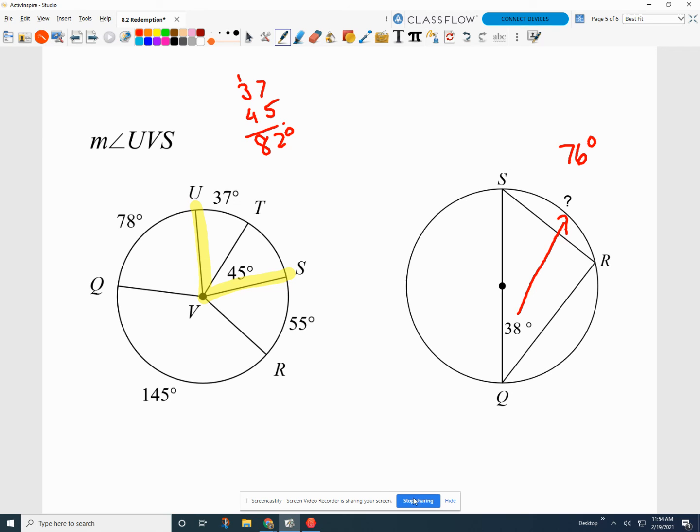Your assignment, I'm going to do the same thing. It's half and half. Half of them are central angles, half of them are inscribed angles. And I'll put them in sections together. Like all the central angles will be together so you can focus just on that. And then all the inscribed angles will be together so you can focus just on that.